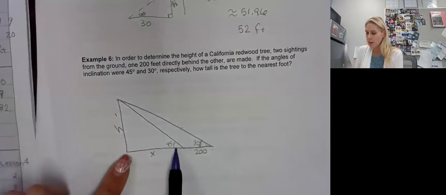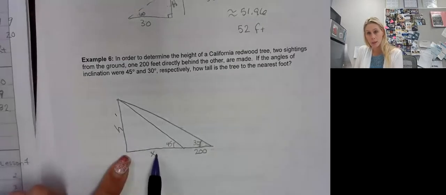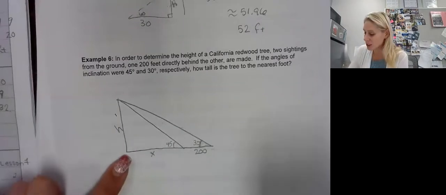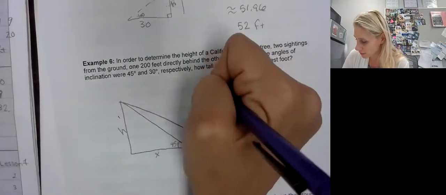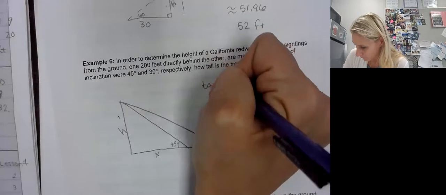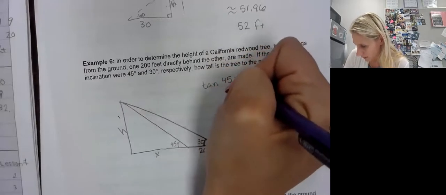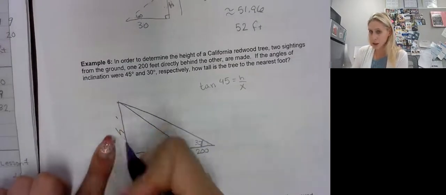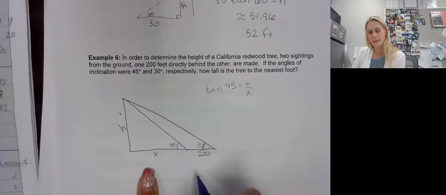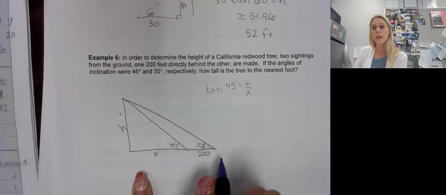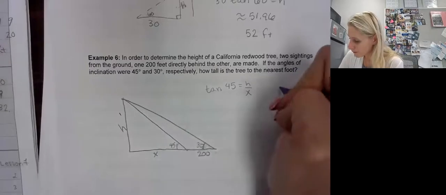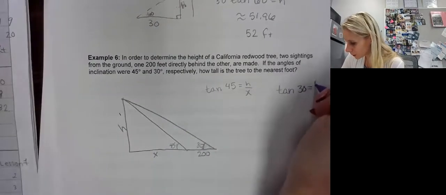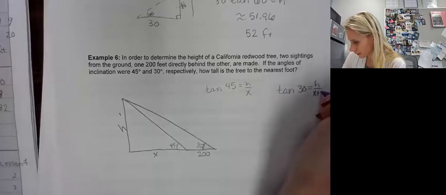Okay, so the 45, we have opposite, which is h, and the adjacent, which is x. So that's tangent. So tangent of 45 equals h over x. Our second triangle, we have 30, we have opposite is h. What is the adjacent in this case? What is this whole side? x plus 200. So we have tangent of 30 equals h over x plus 200.